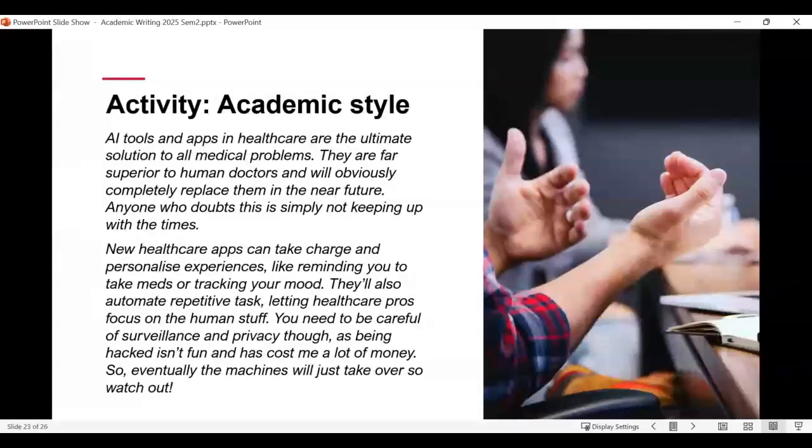Let's have a bit of an activity. I'm going to give you 4 or 5 minutes. Have a look at what's up there on the screen, and tell me all the bits you would change in this text to make it more academic.